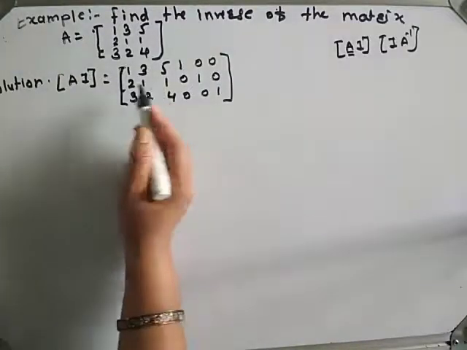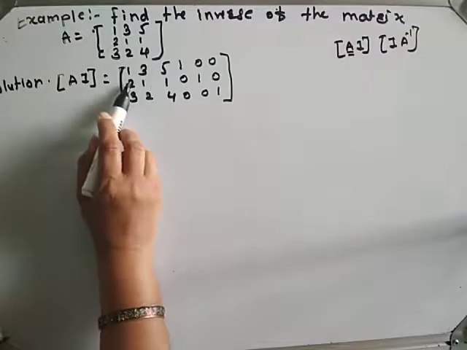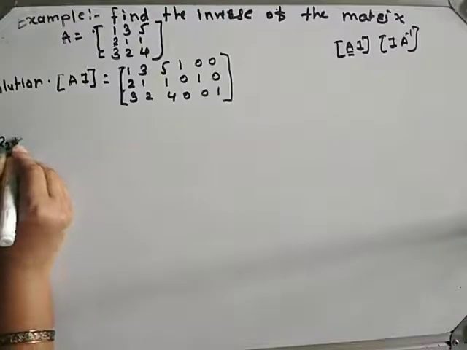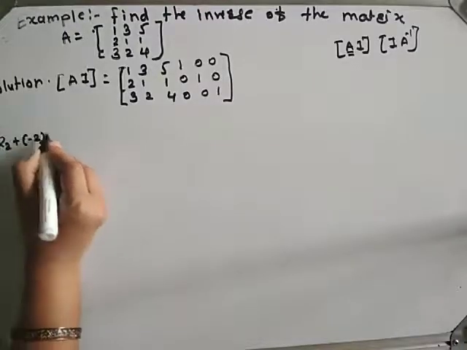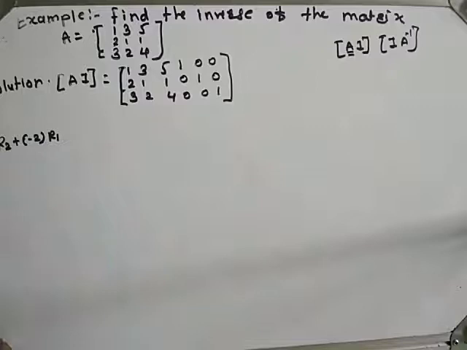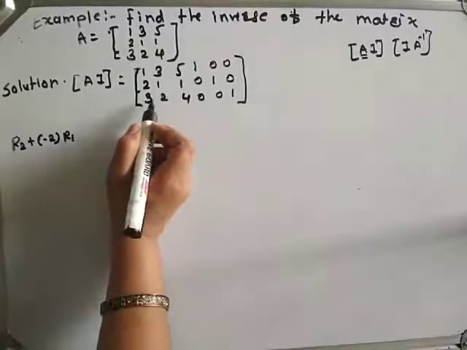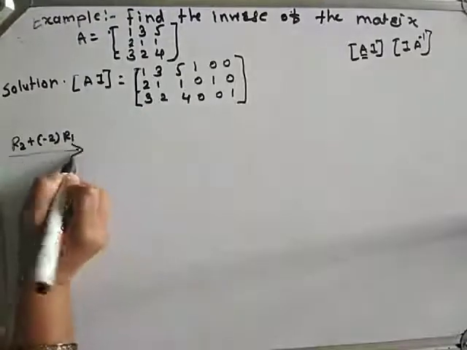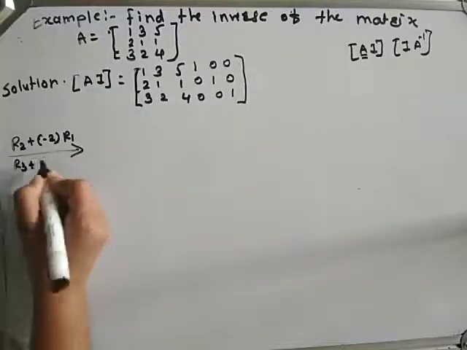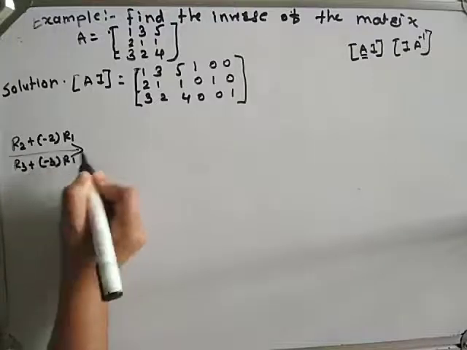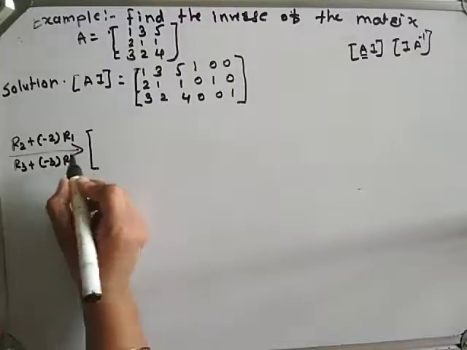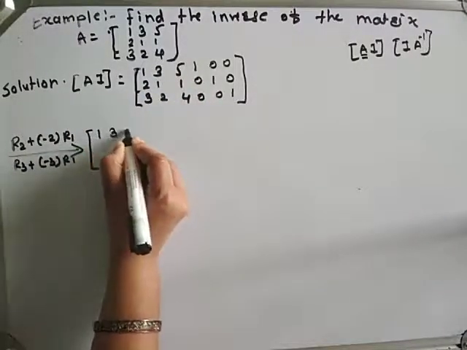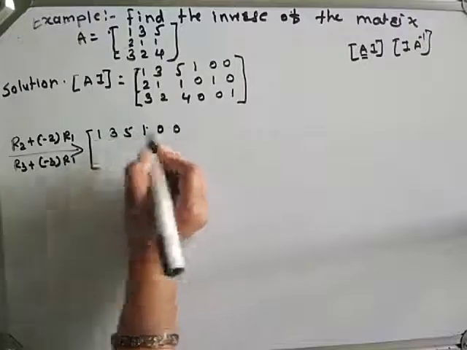See here, we require 0, so we perform the operation R2 plus minus 2 into R1. Here we require 0, therefore we perform the operation R3 plus minus 3 into R1. See here, the first row stays as it is: 1 3 5 1 0 0.